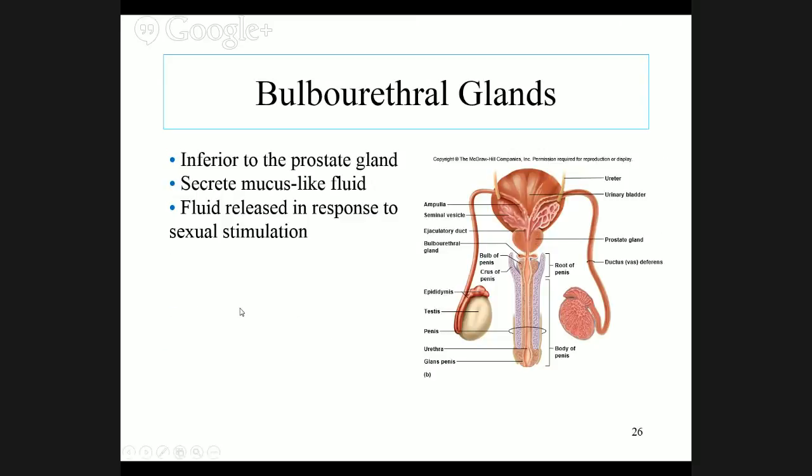The bulbourethral glands are 2 small structures, each about 1 centimeter in diameter. They are inferior to the prostate gland, lateral to the membranous urethra, and enclosed by muscle fibers of the urogenital diaphragm. They're composed of many tubes whose epithelial linings secrete a mucus-like fluid. This fluid is released in response to sexual stimulation and lubricates the end of the penis in preparation for sexual intercourse. However, females secrete most of the lubricating fluid for intercourse.